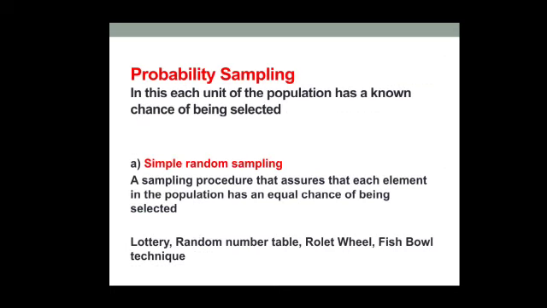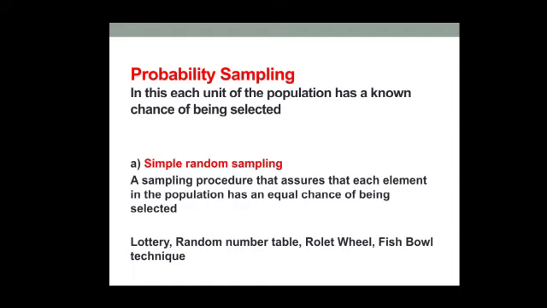First one is probability sampling. In probability sampling, each unit of the population about which we are about to study has a known chance of being selected. When a researcher uses probability sampling techniques to reach the SSLC students, each student has a known chance of being selected. The chance of being selected as sample is known, not equal, is known.